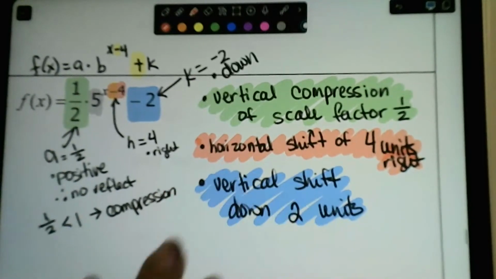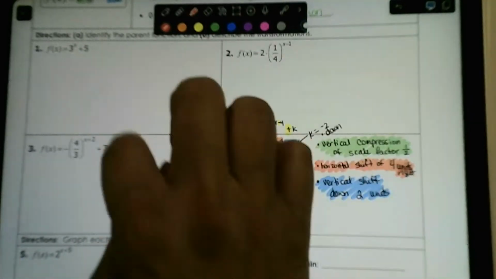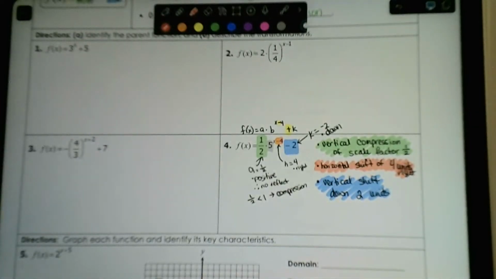Questions, comments, concerns on the transformations? Is okay? All right. You have plenty to practice. You've got 3 others. And now we can graph. We're going to graph using the transformation rules.